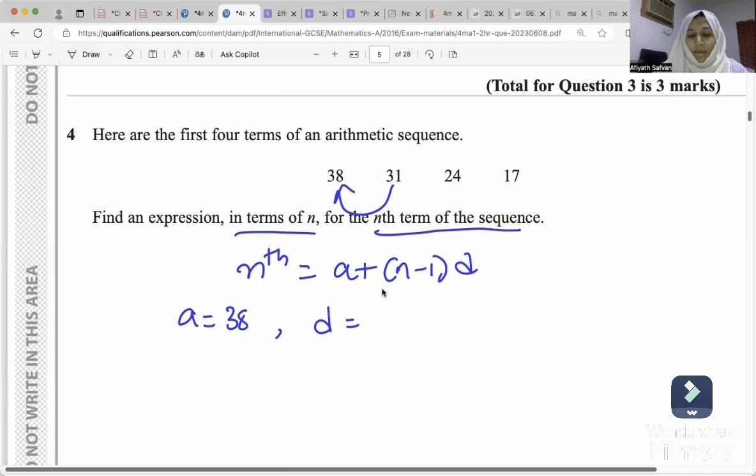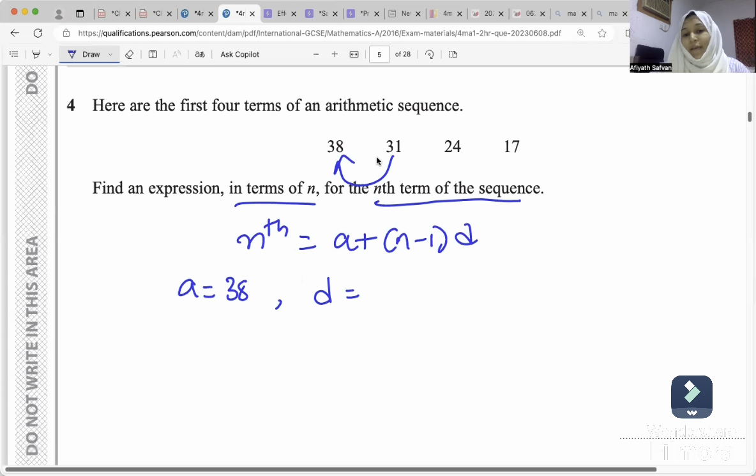So which is going to be 31. D is always the second term minus the first term, or the third term minus the second term. So it should always be this. Therefore, 31 minus 38, which is going to be negative 7.